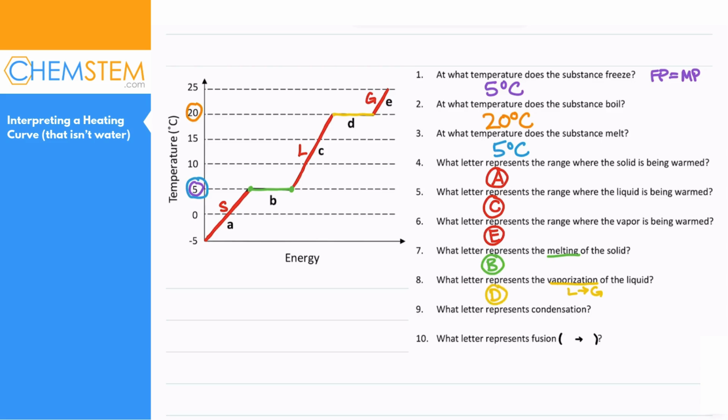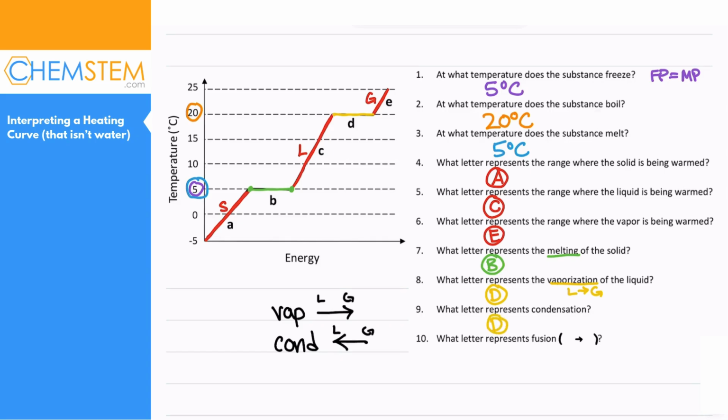What letter represents condensation? Vaporization is from left to right. So if you think of vaporization, it's going to go this direction. We're adding energy from the left, and we're adding more and more energy as we approach the right. Condensation is the same thing, just opposite direction. So it's a difference in which phases are turning into which. Vaporization is liquid to gas. Condensation is gas to liquid. So it's actually the same section.